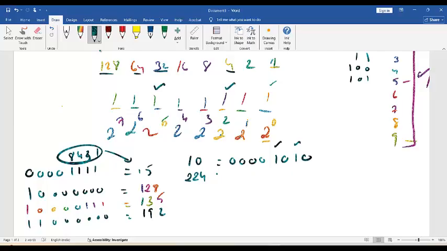224. 1, 1, 1, 0, and the rest all zeros. Four zeros. Very correct. So 128 plus 64 plus 32 is 224. Right. Next.